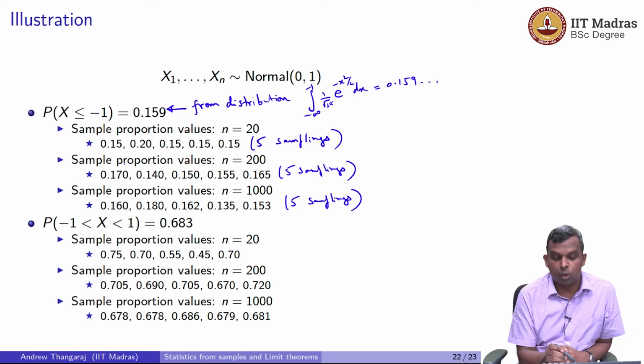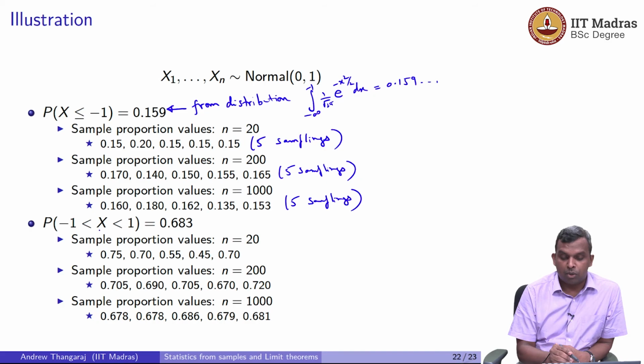Okay, and then again counted the number of samples which were less than or equal to minus 1. In the first sampling I got 0.170. Next one I got 0.14, 0.15, 0.15, 0.16. Okay. Next I took n equals 1000. Again, the values were very close to 0.16. You see some variation here, but I guess that depends on how you do the sampling and all that.